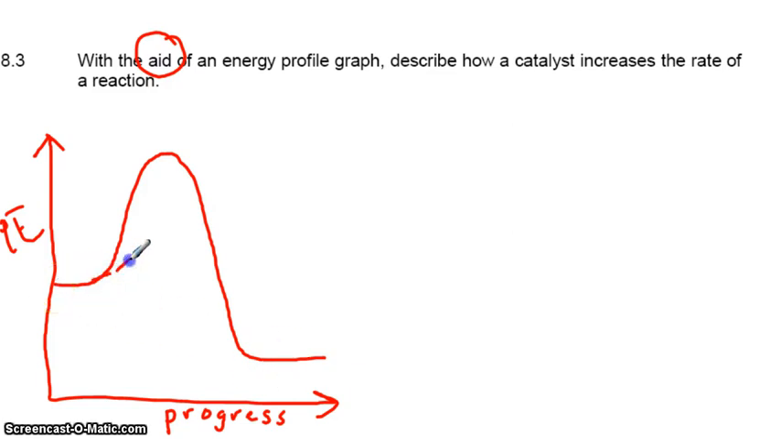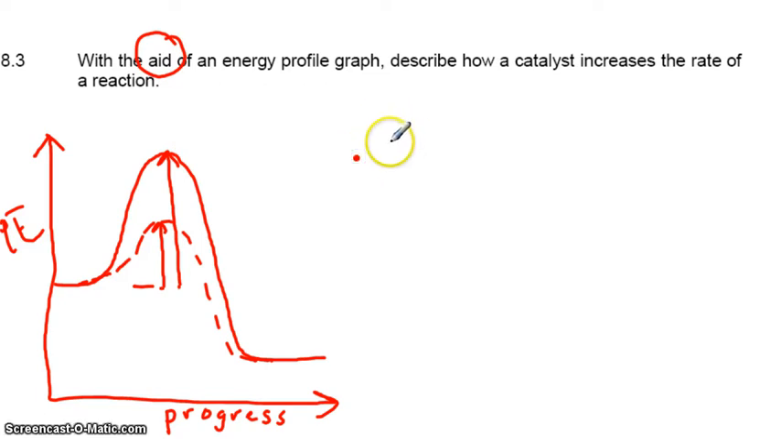And a catalyst simply provides an alternative pathway that has a lower activation energy. So you'd need to indicate that. Make sure it starts at the same energy and finishes at the same energy. You would indicate that that is the activation energy for the catalyzed reaction, and that is the activation energy for the uncatalyzed reaction.